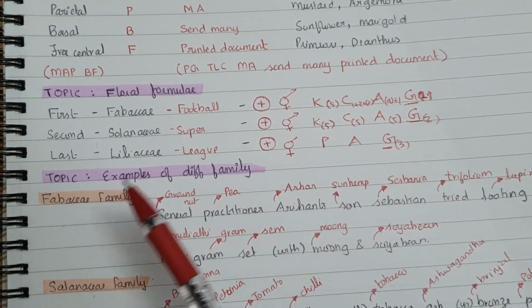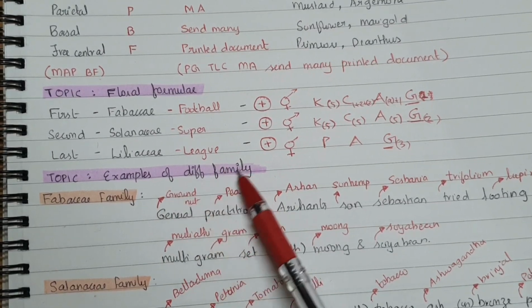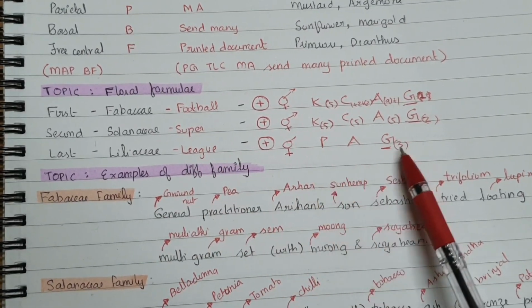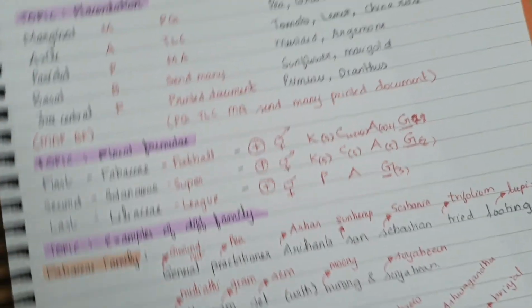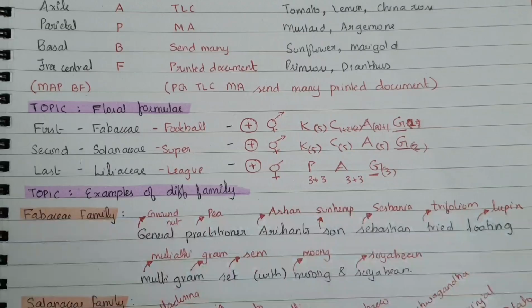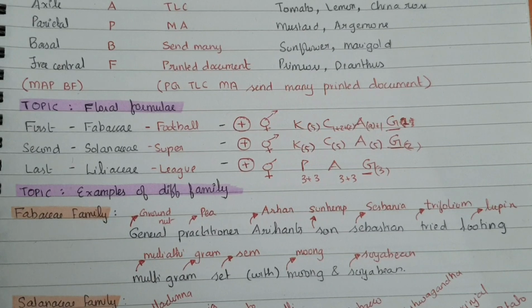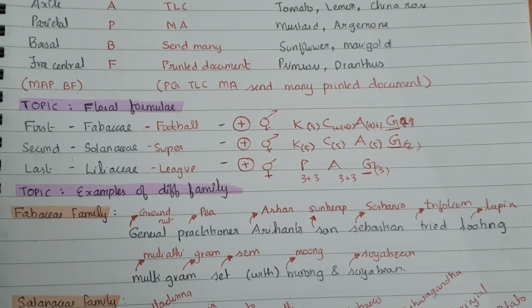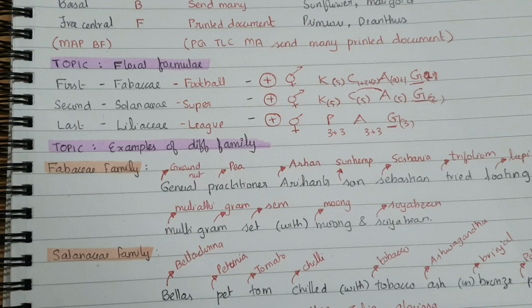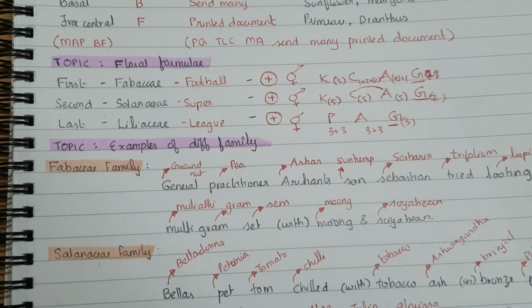Next one, we will look at the Liliaceae family, that is the last one, League. PAG, right? So the number of P will be 3, and for A and G also 3. So in the last one, that is the Liliaceae family, everything will be 3: 3 plus 3, 3 plus 3. And the last thing is to give a connection between the C and A in the second one, that is the Solanaceae family. That's all. Our floral formula is ready.